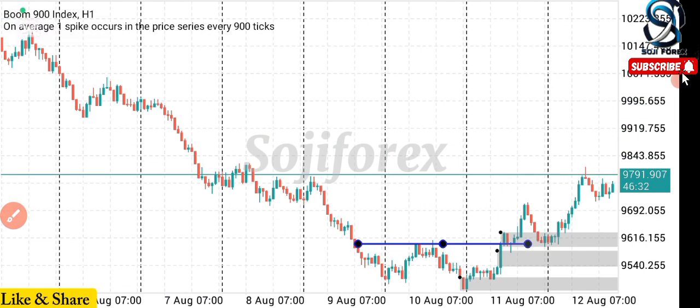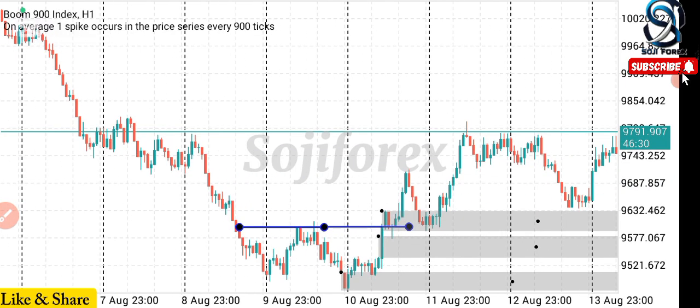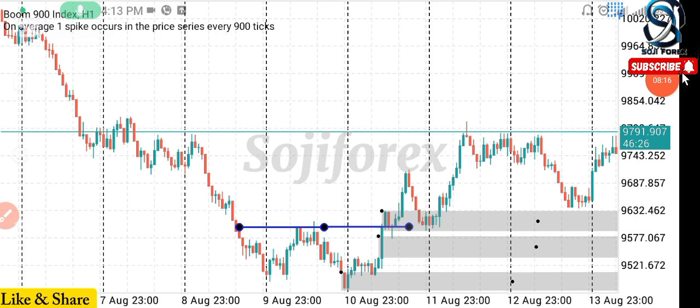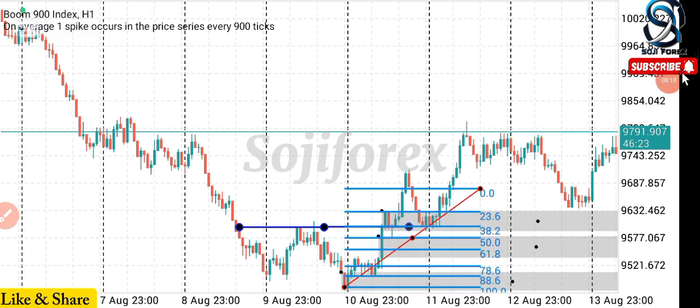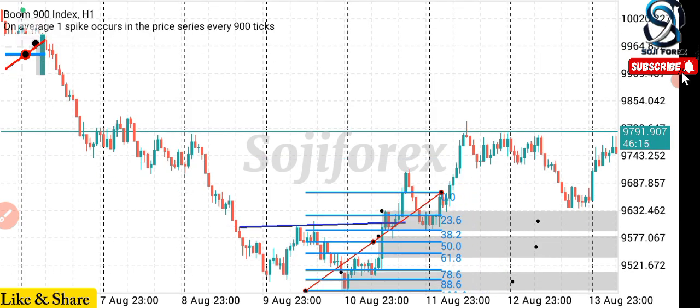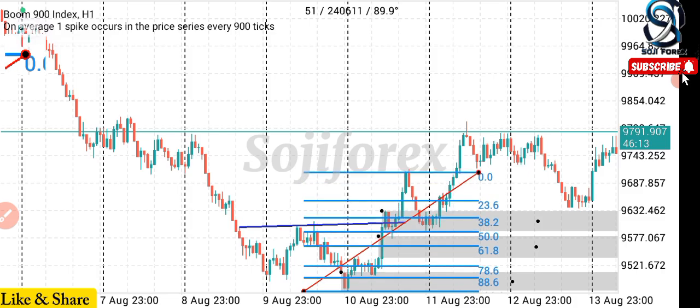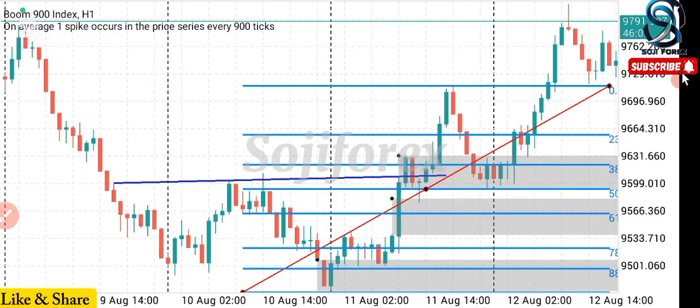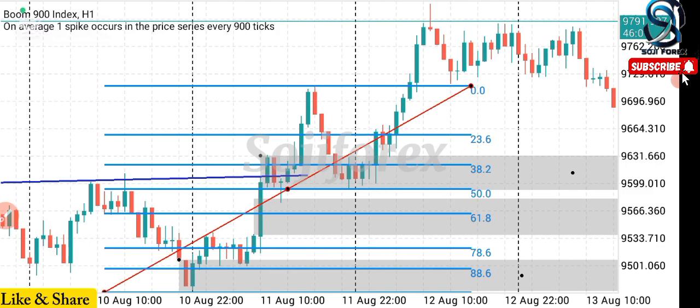So just follow carefully. I will pick up my Fibonacci retracement tool. So here is my Fibonacci tool, and I'm going to connect it to that particular point that I have explained earlier. Alright, so this is the Fibonacci and I've connected it perfectly. So let me zoom out so we can see this clearly.